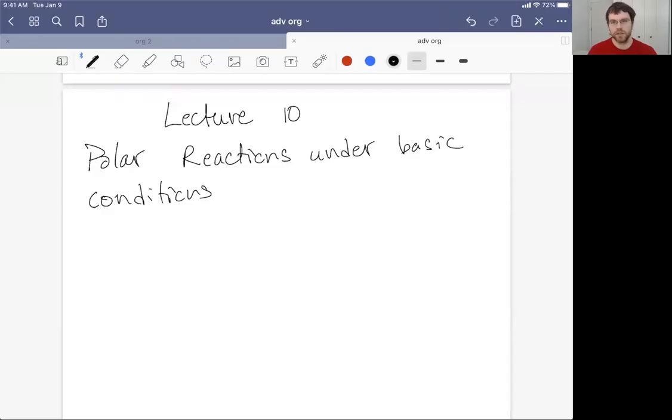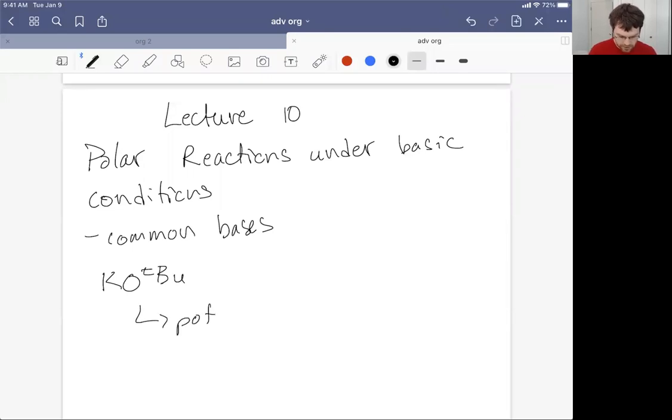In this lecture, we're going to look in more detail at polar reactions under basic conditions. So what I want to do is start with the common bases that we'll see. A pretty popular one is KOtBu, potassium tert-butoxide.